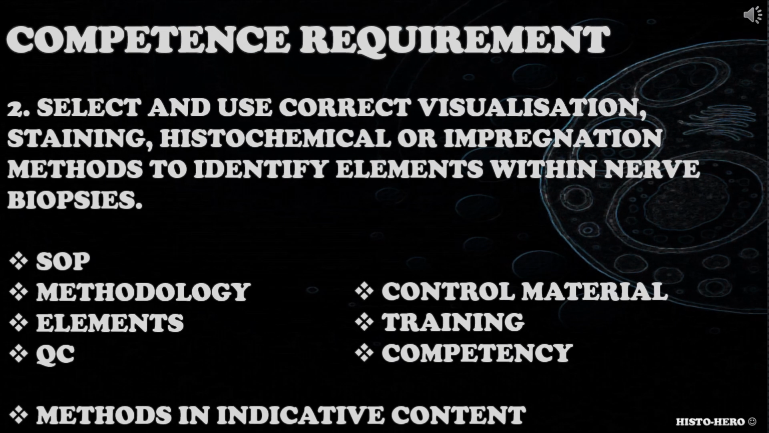The second competence requirement is select and use correct visualization, staining, histochemical or impregnation methods to identify elements within nerve biopsies. Candidates should be able to select and use correct demonstration methods to identify nerve elements. Can the candidate select and use correct demonstration methods for nerve elements? Do they follow the local SOPs? Can they identify the nerve elements demonstrated? Can they interpret the stained slides?